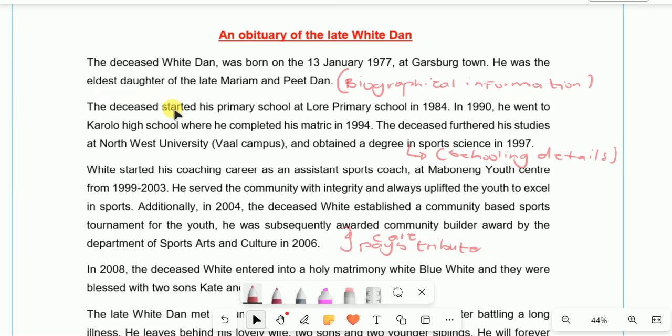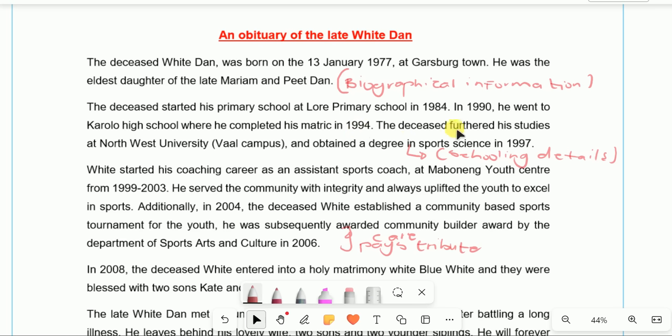So paragraph 2: the deceased started primary school at Lorry Primary School in 1984. In 1990, he went to Karolo High School, where he completed his matric in 1994. Can you see that? I'm able to trace back that he started primary in 1984, and in 1990 he went to secondary school. Of course, secondary school starts from grade 8 up until grade 12, and then he matriculated in 1994. So that means you have closed the schooling life, from grade 1 up until grade 12.